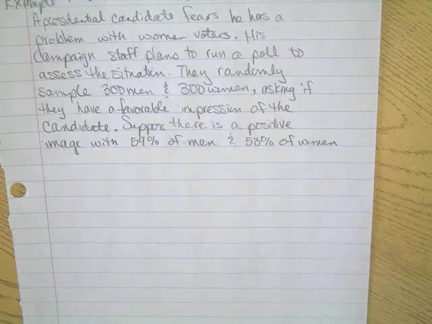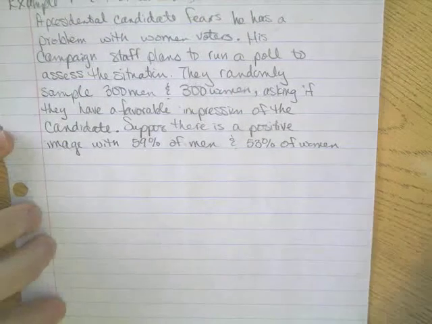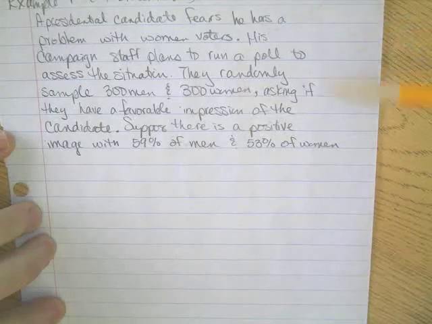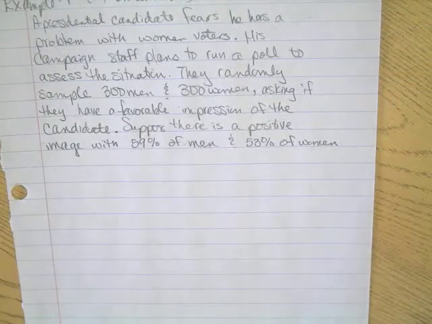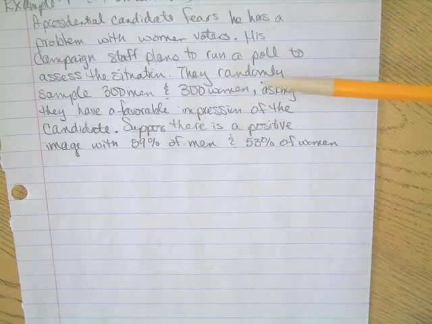So the first thing we need to do is we're always going to check the assumptions. A presidential candidate fears that he has a problem with women voters, not that there's a problem with them. His staff plans to run a poll, 300 men, 300 women, asking if they have a favorable impression.